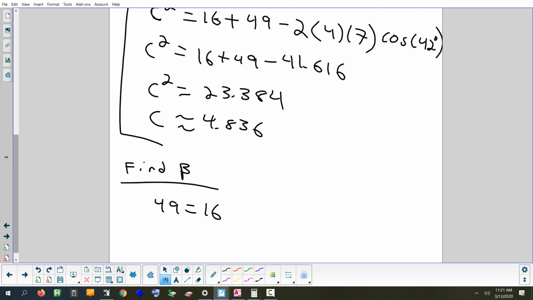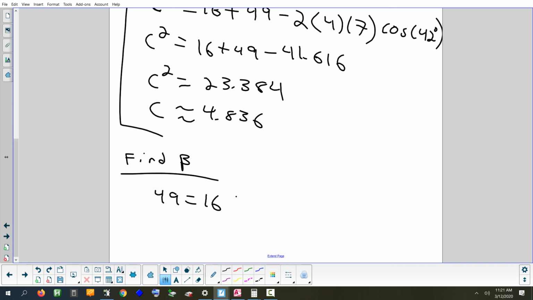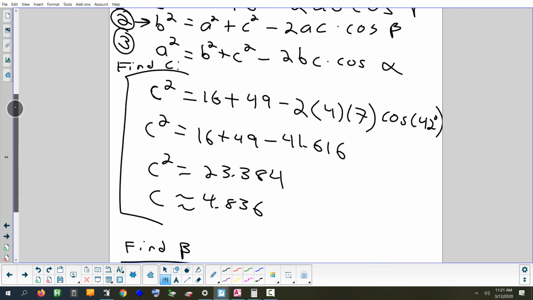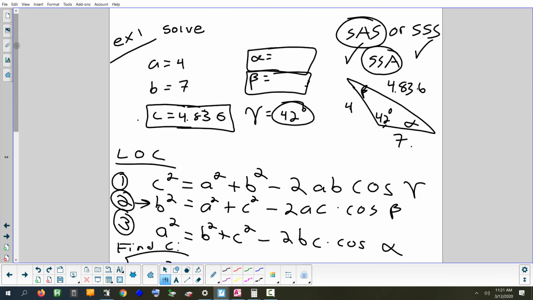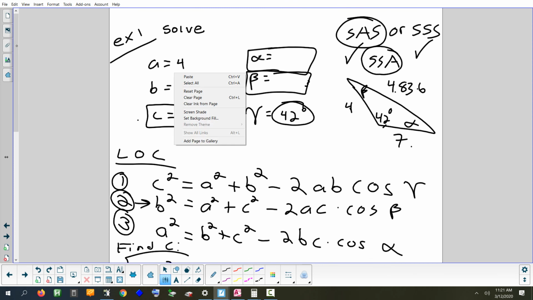Shouldn't really have to do any work to find that, yeah? C squared is 23.384. We already had that work done from the previous step. So just use that, 23.384, minus 2 times A times C. Now for this, we're going to need a calculator. What's 2 times A? A equals 4. 2 times 4 is 8, times C.